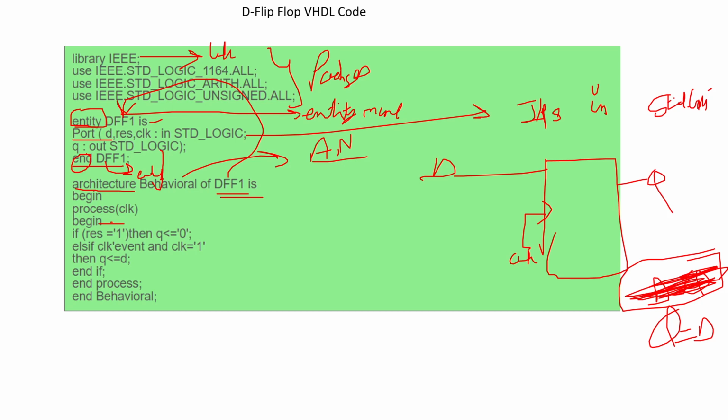Now this statement is interesting. It states else if clock'event. Clock apostrophe event means whenever there is any change in the clock, and clock equal to one. So can you tell me what this statement actually does? Clock'event and clock equal to one. What does this actually mean?